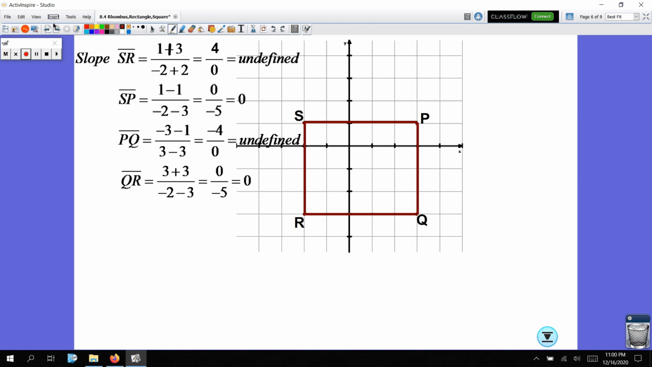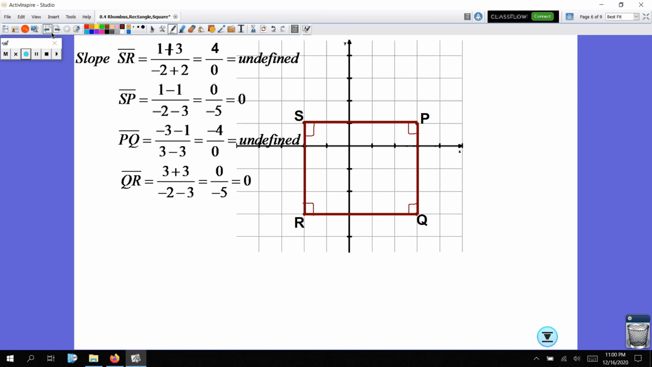All right, here's the slope. SR is undefined, right? We can't divide by 0. It's a vertical line. SP is 0. That's perpendicular, so we can go ahead and mark this up right here. Then PQ is also undefined, so that's going to be perpendicular to SP. And then QR is also 0, so that's going to fill in the rest of my corners here. They are perpendicular. All the angles are right angles.